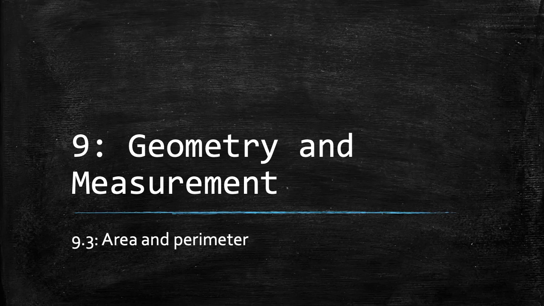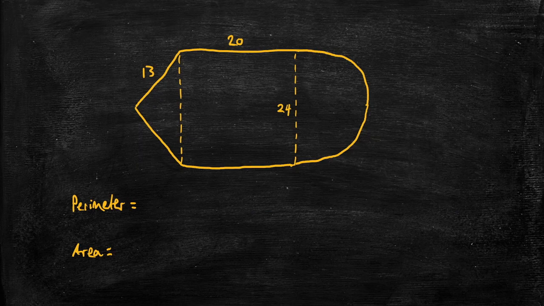In this video, I'll review some area and perimeter calculations. Let's suppose we have this shape here consisting of a triangle, a rectangle, and a semicircle. So the perimeter, if I look at the triangle first, I've got two sections that are 13. The assumption is that this one is 13 as well.